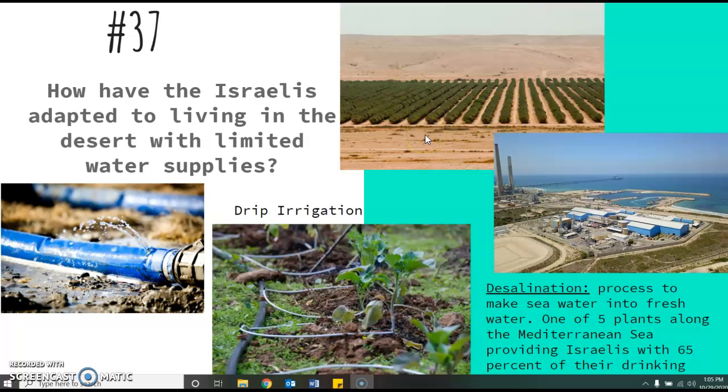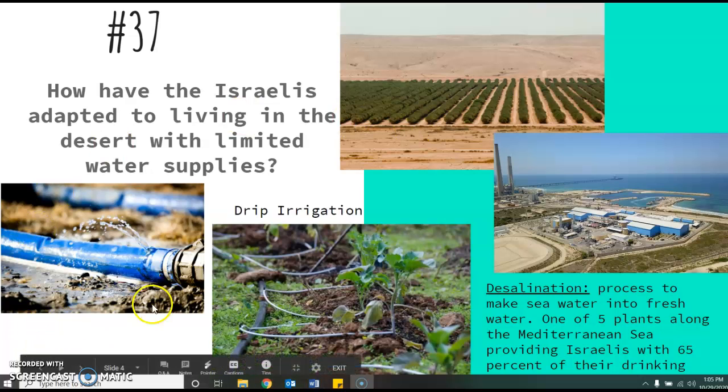Israel also only has one river, the Jordan River, that runs through it. So they don't have a lot of access to fresh water. So there are three great examples of how they've adapted to living in the desert with limited water. One is they have used technology to find wasteful water.